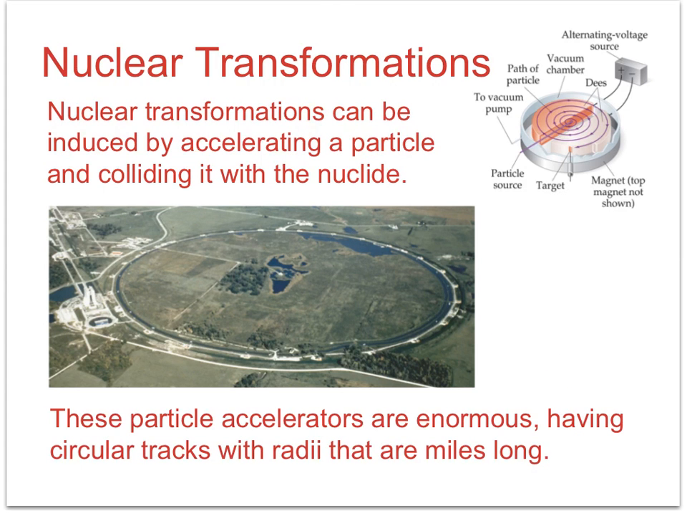On this screen, you can see a picture of a particle accelerator from the sky view. You can see that they are very enormous. They have circular tracks, and they are miles long. In the upper right hand corner, you can see a more schematic view of what would be underneath the ground. And basically, once again, these transuranium elements are being created by accelerating particles and colliding them with nuclei to form new substances, new elements.